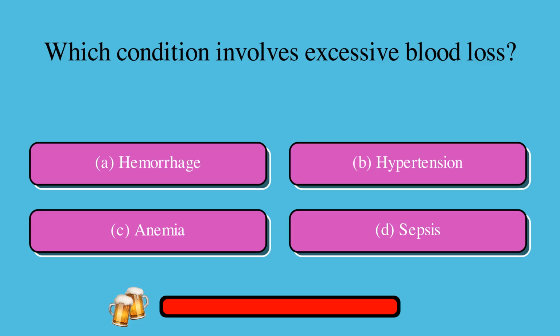Which condition involves excessive blood loss? A. Hemorrhage, B. Hypertension, C. Anemia, or D. Sepsis? The correct answer is A. Hemorrhage.